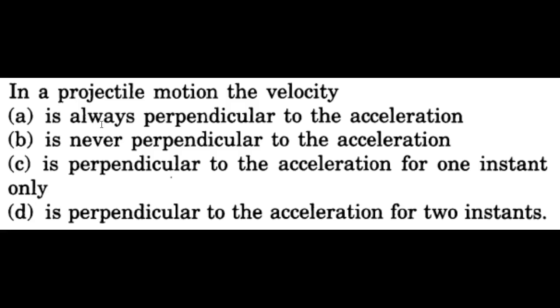Now this is a very interesting question. In a projectile motion, the velocity, first option, is always perpendicular to the acceleration. Second is never perpendicular. Third is perpendicular to the acceleration for 1 instant, and fourth is perpendicular to the acceleration for 2 instants. Now how will we solve this?